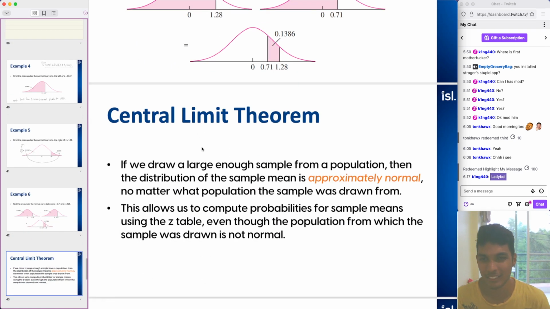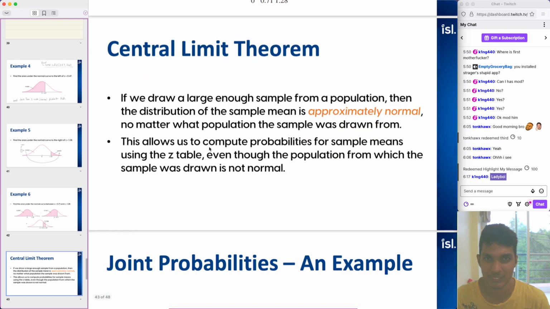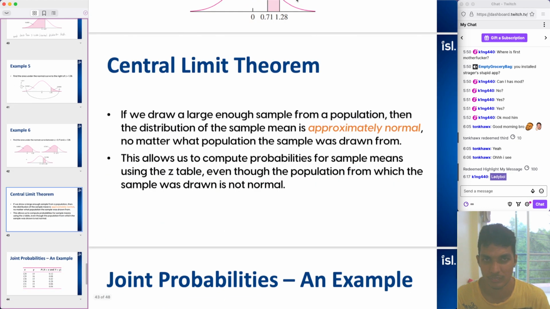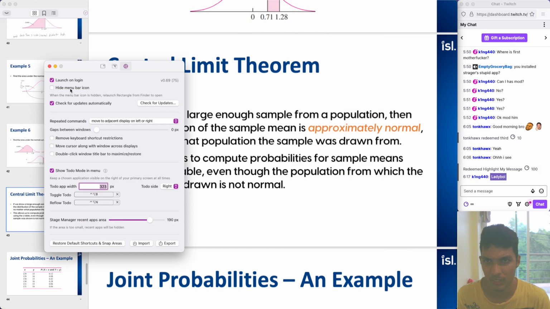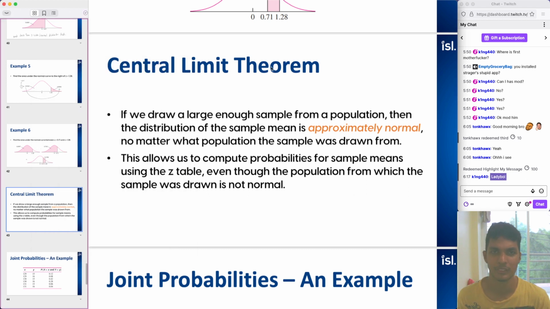Lady boy. Lady boy. What is preference? Hide. Cool. Nice.